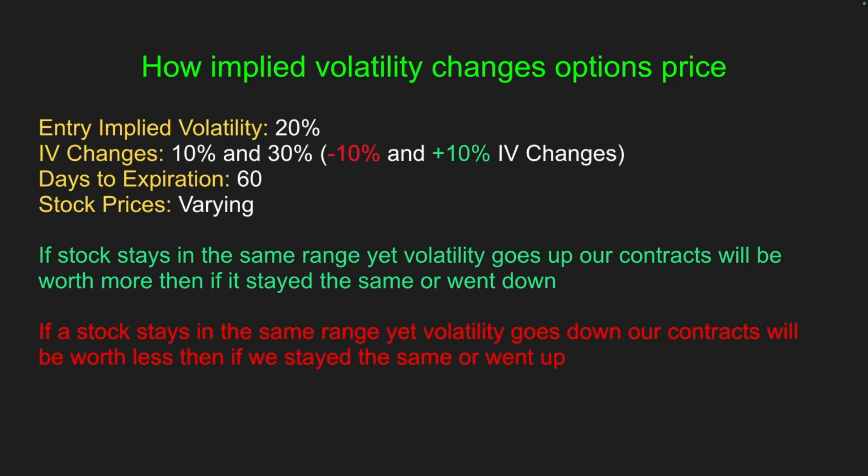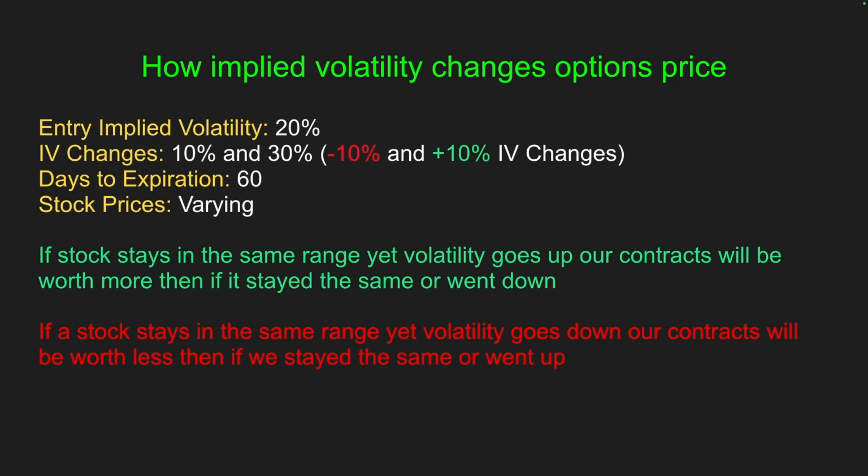If the stock stays in the same range, yet volatility goes down, our contracts will be worth less than if they stayed at the same volatility or more. The chances of price moving in total are less with less volatility and more with more volatility. Just as simple as the market works.